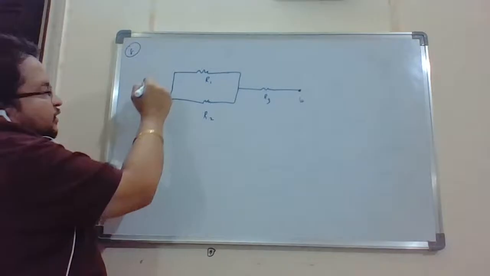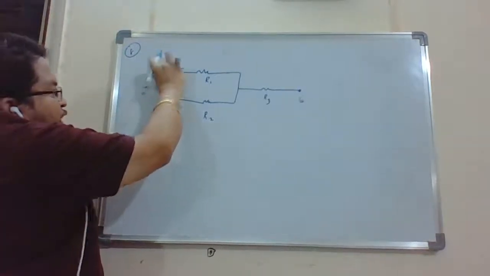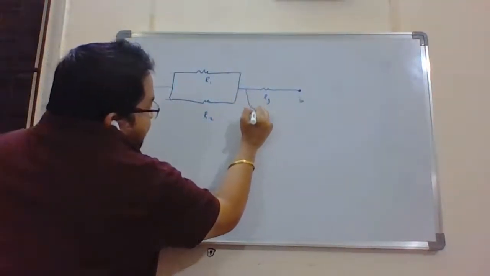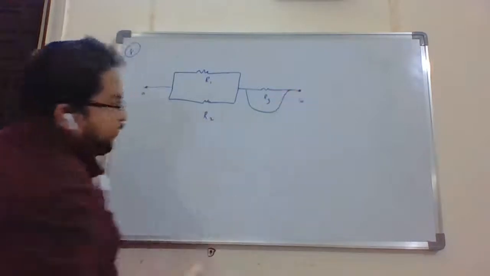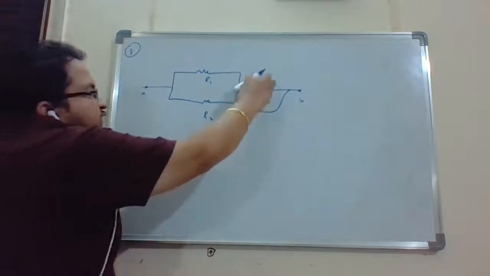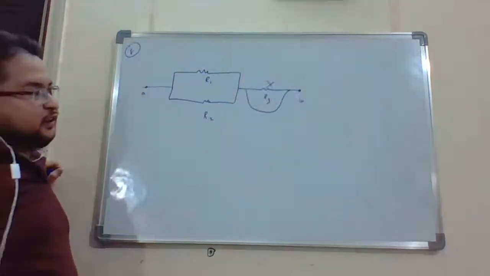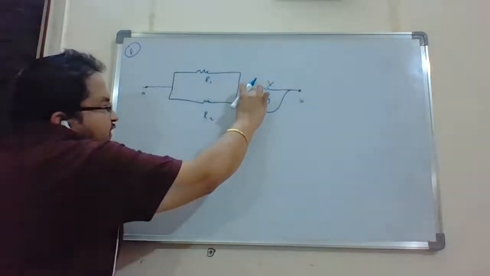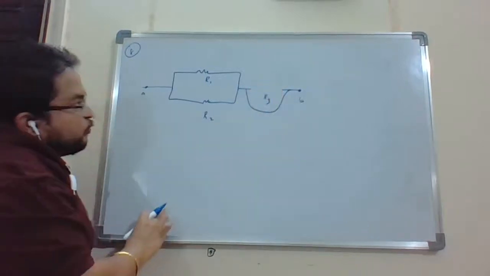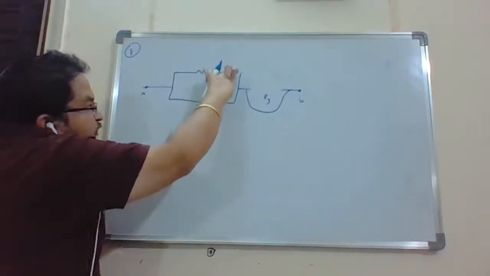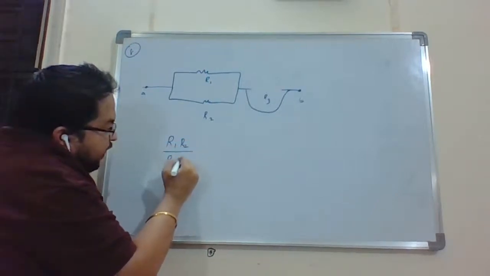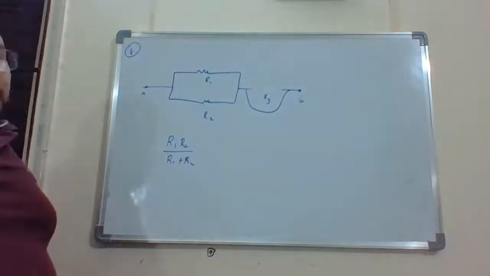Earlier I connected a path from here to here. Now suppose I connect a path like this. Then obviously no current will flow through R3, so only R3 should be removed from the circuit, nothing else. If I remove R3, these two are in parallel, so the answer would be R1 R2 by R1 plus R2.